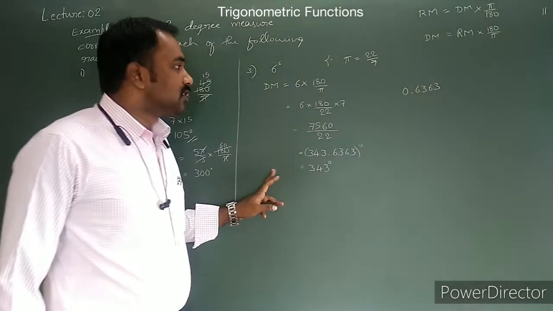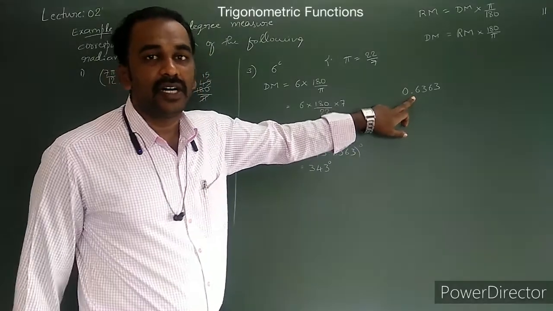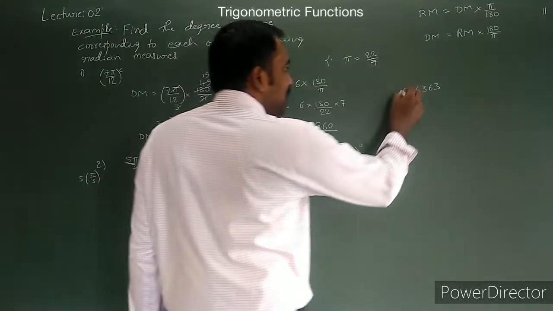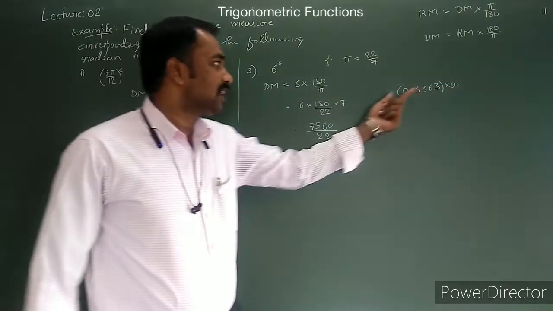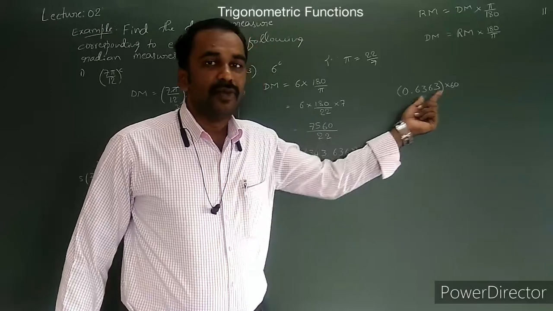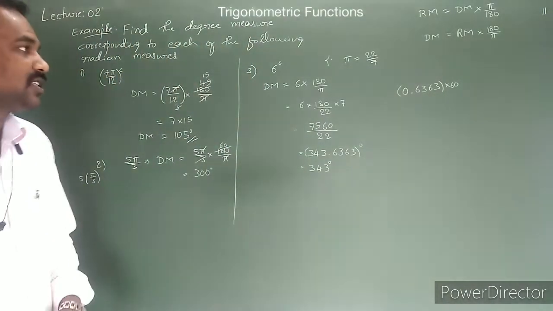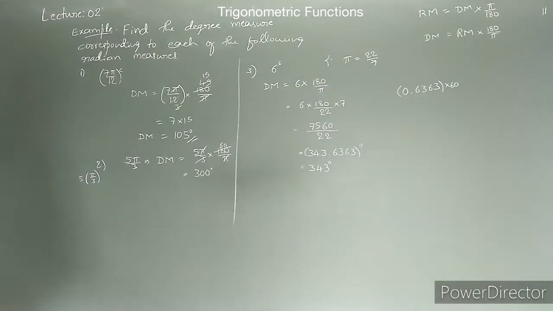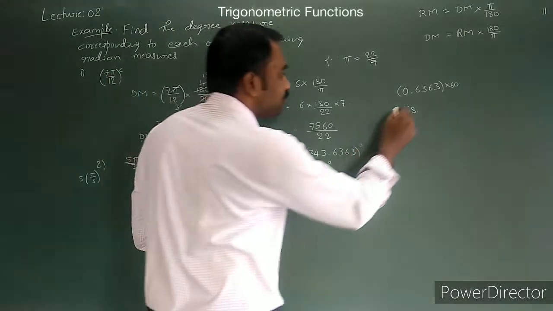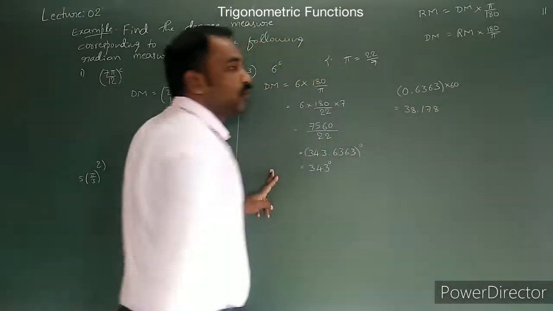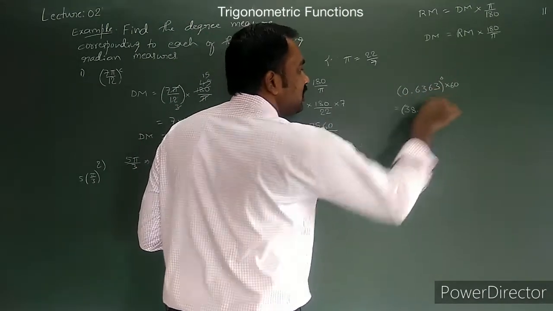0.6363 is that. This we have to convert. It is in degrees that we have to convert into a minute. How do you convert into a minute? Into 60. If you want to get it as a minute, multiply into 60. So 0.6363 into 60, what will we get? This is 38.178. This is degree to minute converted.